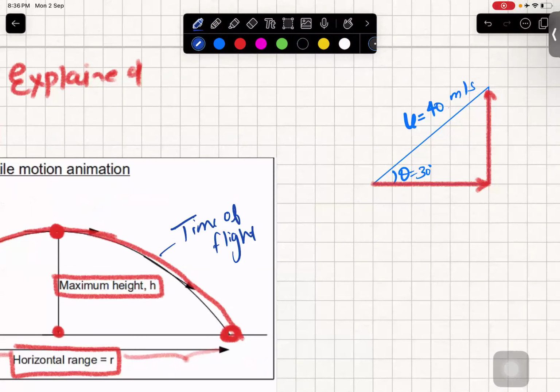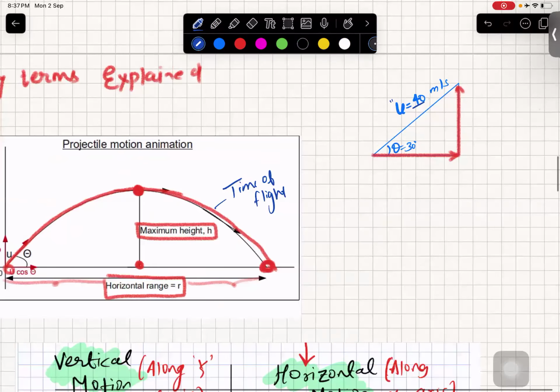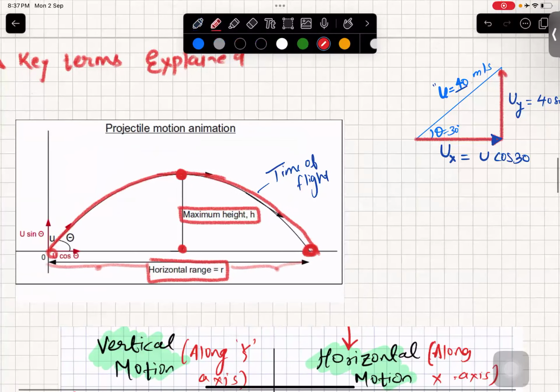In this example, the projectile is launched with 40 meters per second at an angle of 30 degrees with the horizontal. Using trigonometry, the horizontal component of the velocity, which I'm going to call ux, is u cos 30. The vertical component, which I'm going to call uy, is 40 sin 30. So you get the initial vertical velocity and initial horizontal velocity. To represent this, I'll draw the initial vertical velocity uy and the initial horizontal velocity ux.